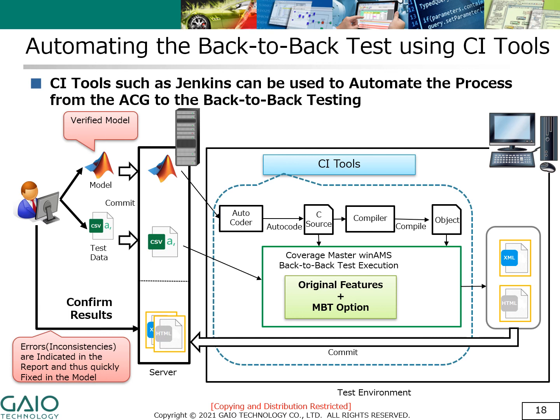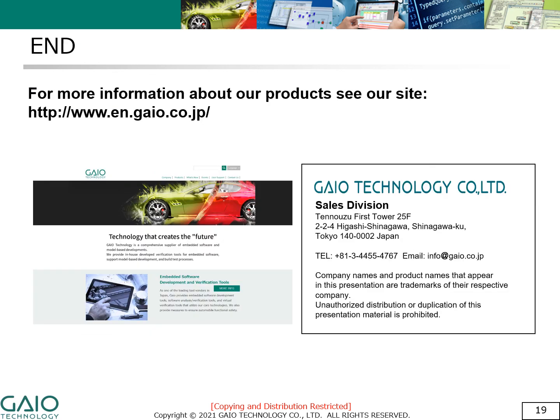Using the command line interface, continuous integration test tools such as Jenkins can be used to automate the test process. More information on the full range of test tools from GAIO Technology can be found on our website.